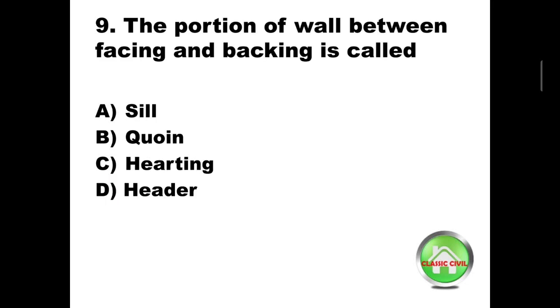Question number 9. The portion of a wall between facing and backing is called. Option A, sill. Option B, quoin. Option C, hearting. Option D, header. The portion of a wall between facing and backing is called. The answer is option C, hearting.